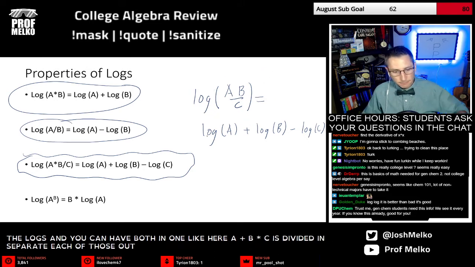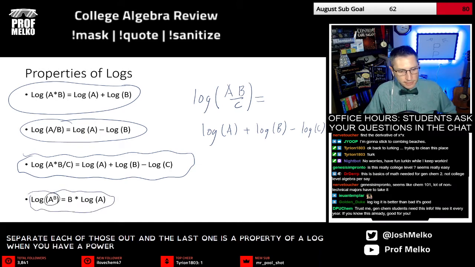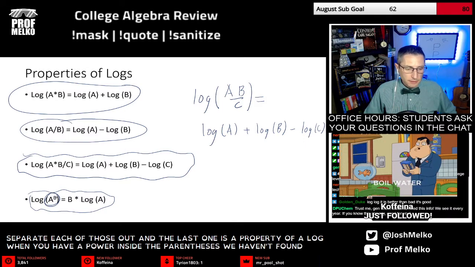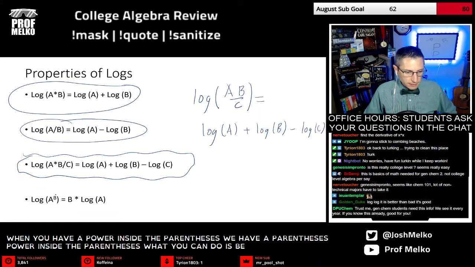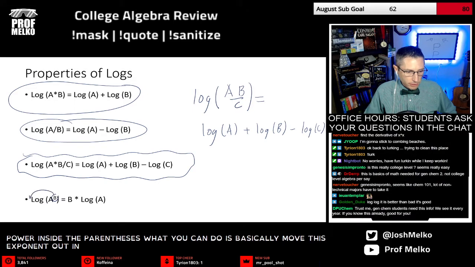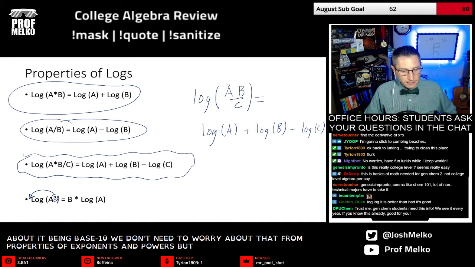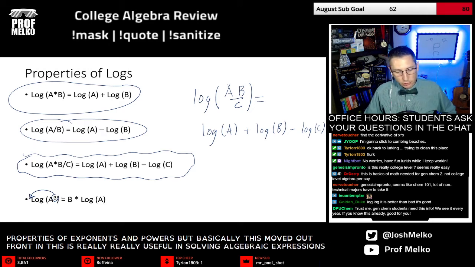Okay, the last one is a property of a log when you have a power inside the parentheses. Good news, everyone. When you have a power inside the parentheses, what you can do is basically move this exponent out in front. And you could prove this if you go back and think about it being base 10. We don't need to worry about that, but from properties of exponents and powers, basically this moves out front. And this is really, really useful in solving algebraic expressions in general chemistry too.